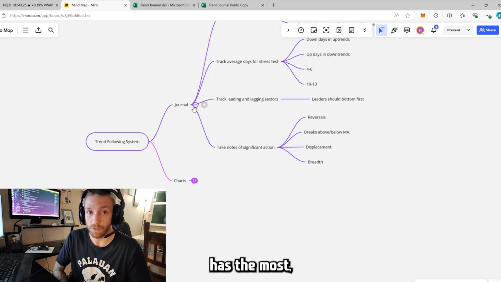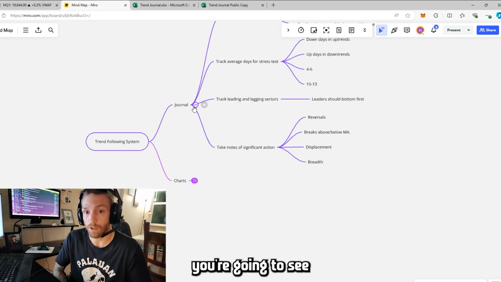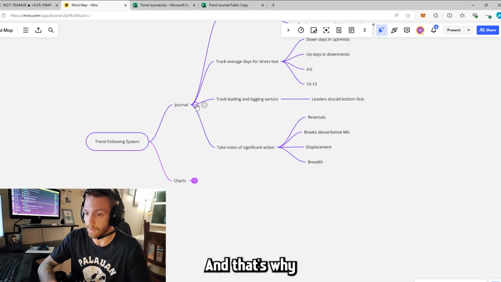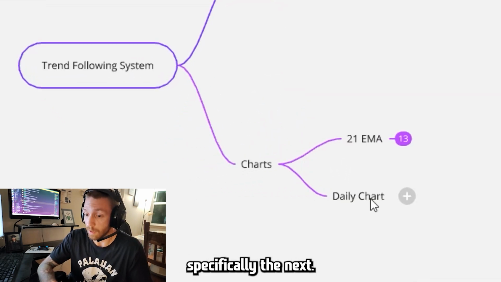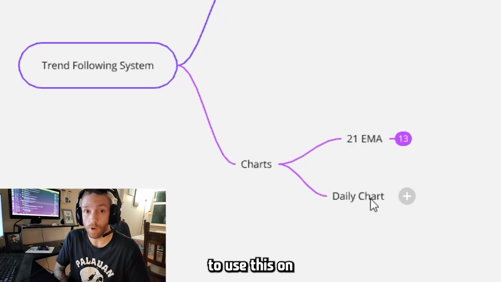And the NASDAQ has the most amount of growth stocks. So in a hot, healthy, high-growth stock environment, the NASDAQ you're going to see move the most, and it's going to be the best opportunity for growth and for movement. And that's why I use the NASDAQ specifically. So next, let's go into our charts. You're going to use this on a daily chart only. That's it.